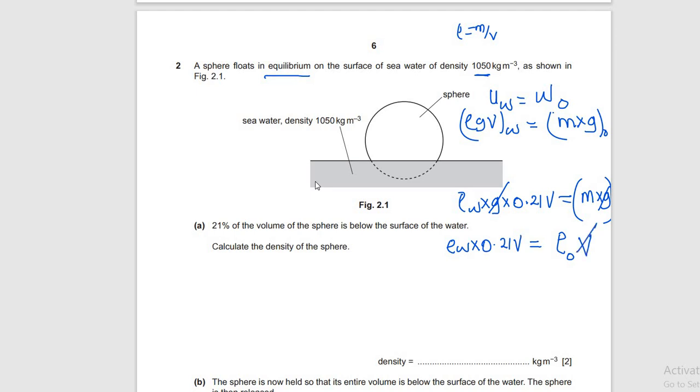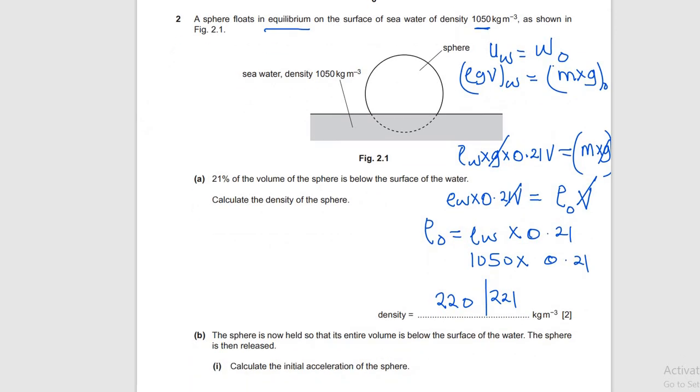So volume cancels volume. So the density of the object in this case will be density of water multiplied by 0.21. So density of water is 1050. So 1050 multiplied by 0.21. Let's see what we're going to have. So we have 220.5. It can be 220 or 221, is accepted. That's the answer to that question.